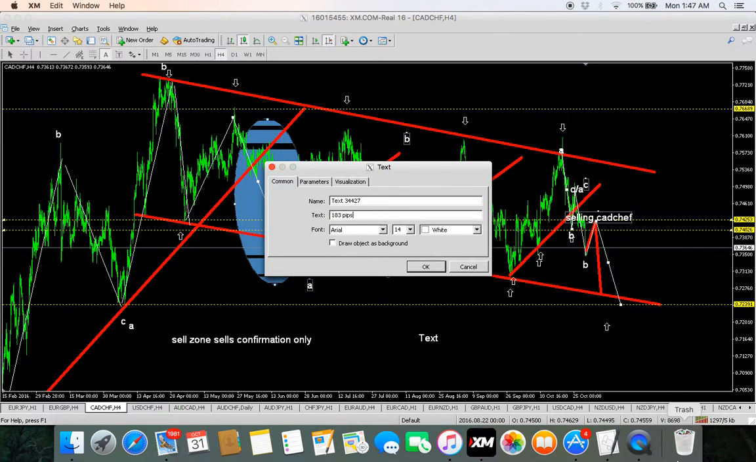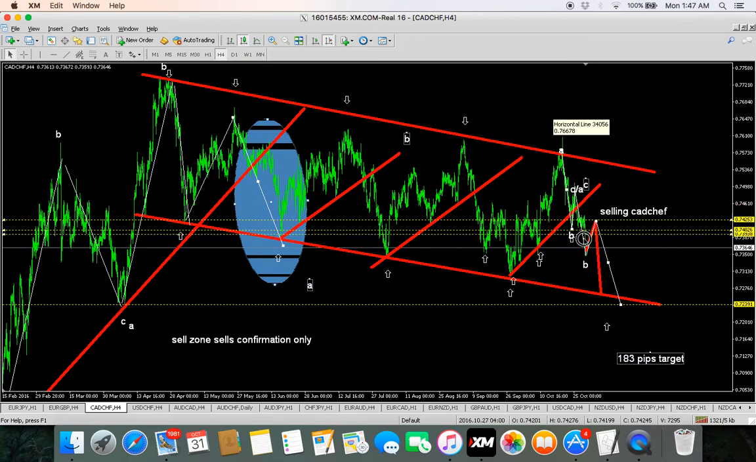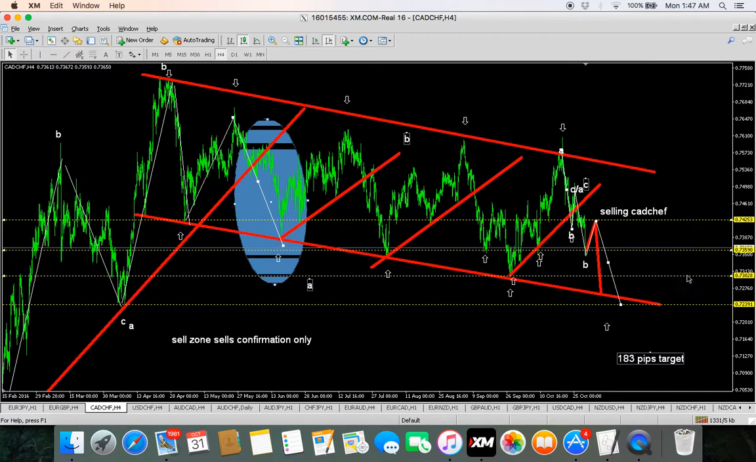183 pips target, guys. Where are we selling it? We're selling it at this point. Where's our first take profit? Our first take profit is at this point. Our second take profit, guys, is this one here, and our third one is just this point here.